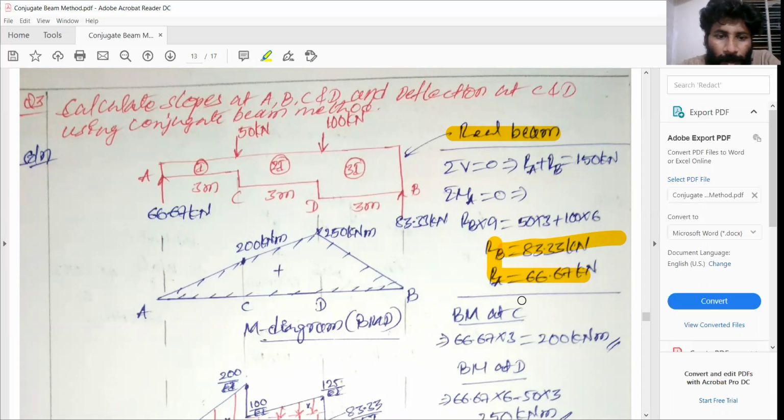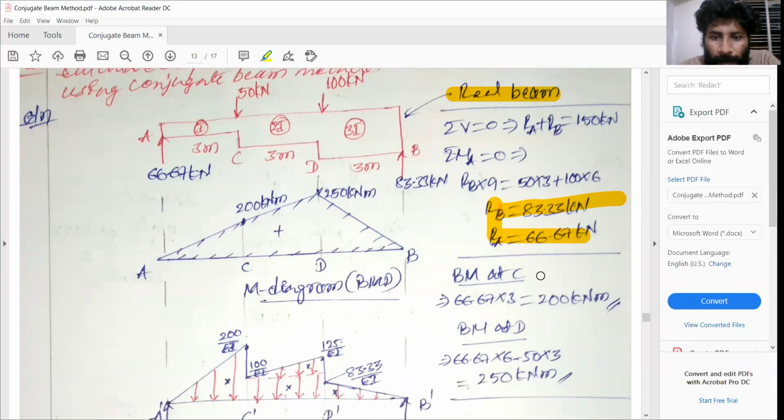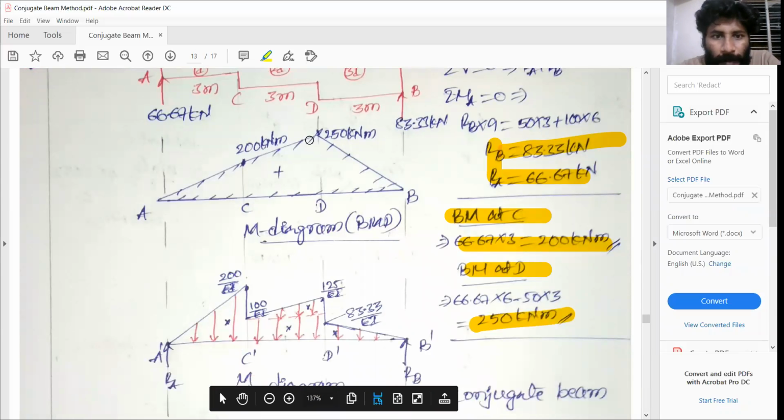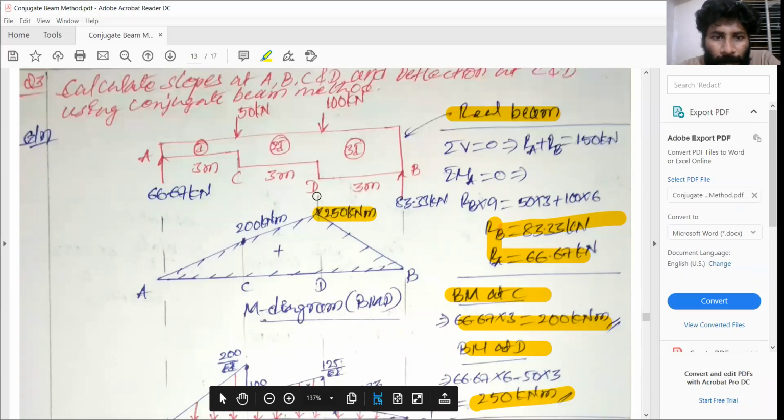So by using these values, we can find the bending moment diagram, the bending moment at C. So we are calculating the bending moment here. 66.67 into 3 meter is equal to 200 kN. It's shown here. And the bending moment at D is equal to 66.67 into 6 meter minus 50 into 3 meter, then it will be 250 kN.